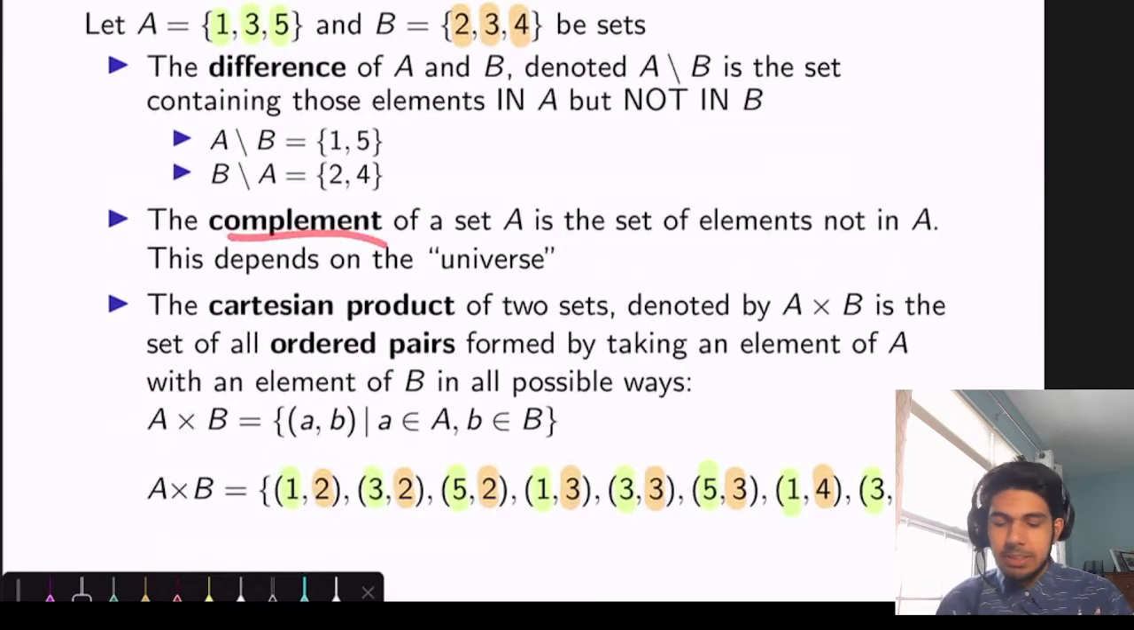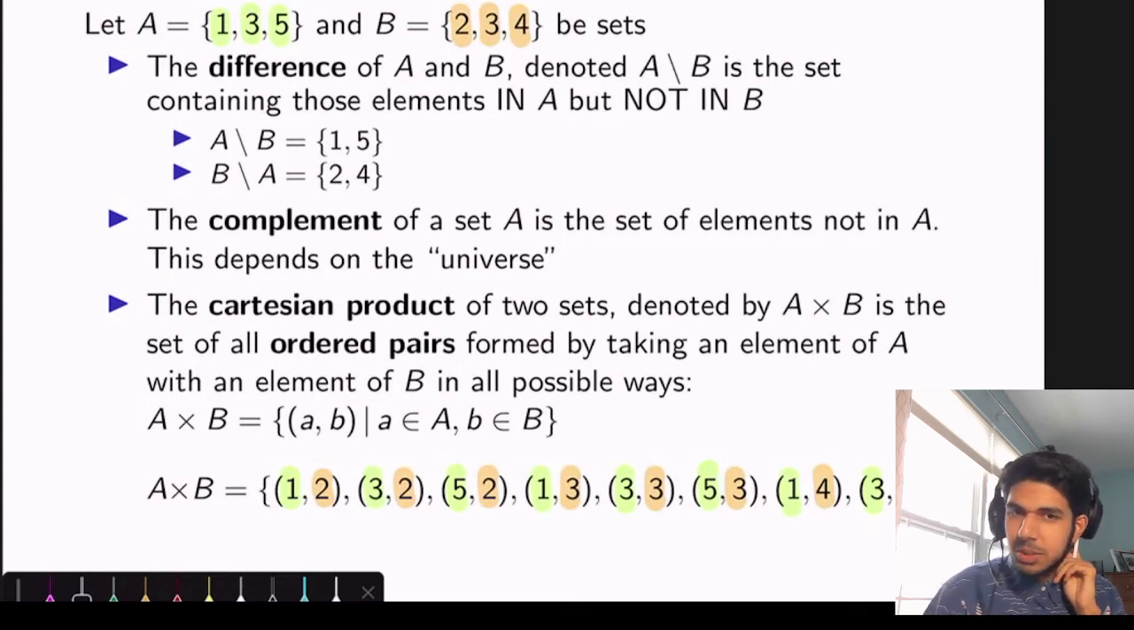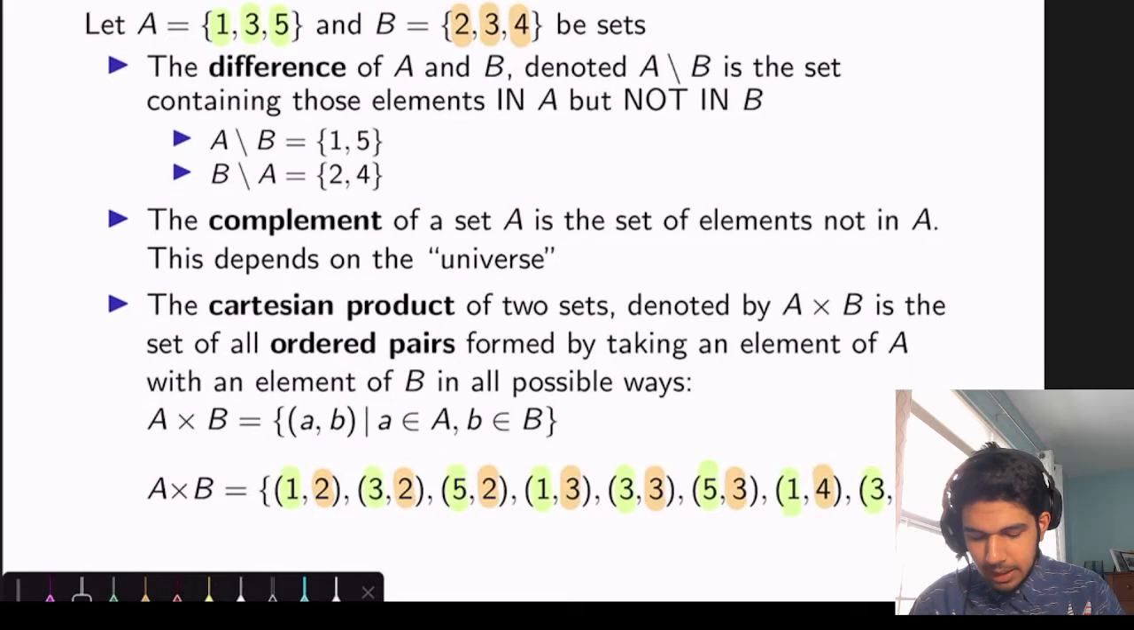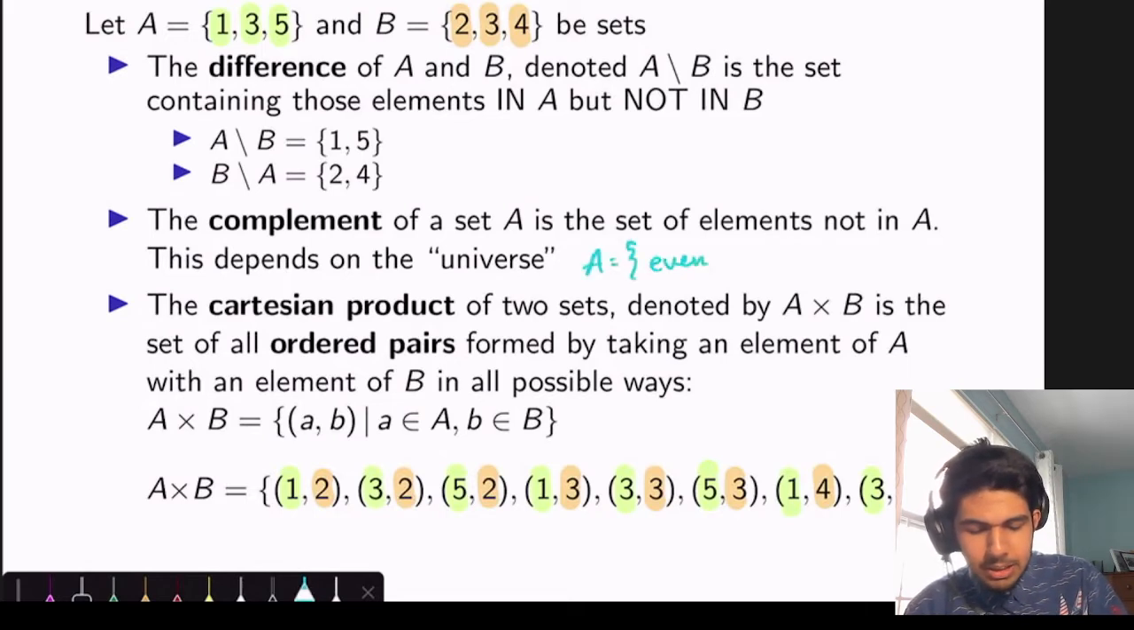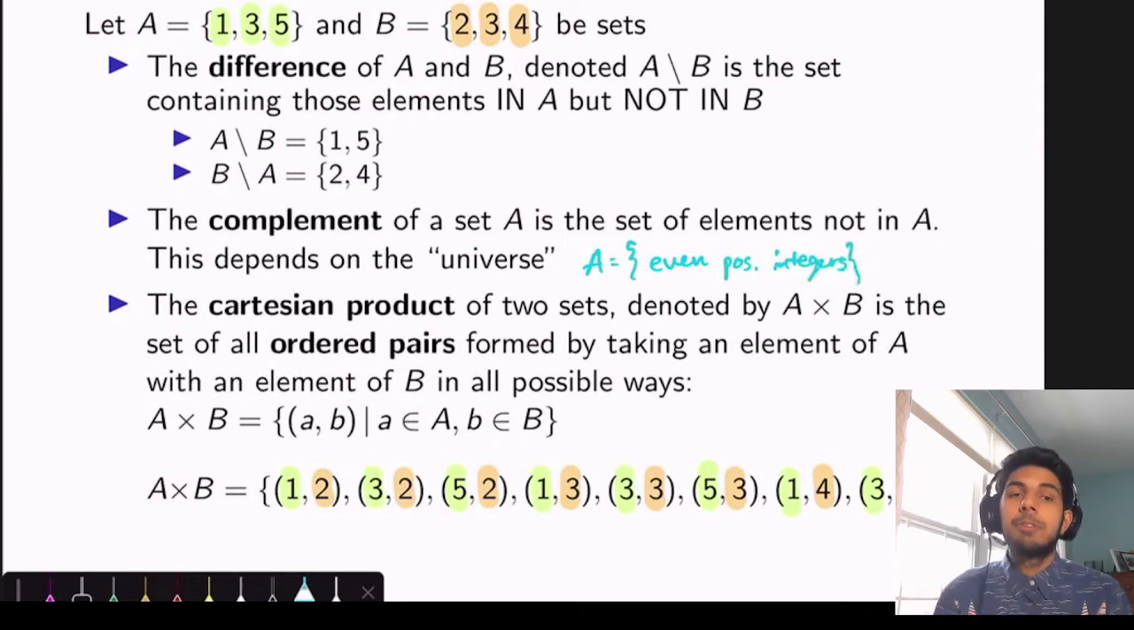Next, we have the complement of a set A, and that is the set of elements not in A. That really depends on the universe. We can discuss this for quite a bit, but I won't spend too much time on it. Let's just say A is the set of all even numbers, or even positive integers, and our universe is just all positive integers. So A would be a subset of U in that case.